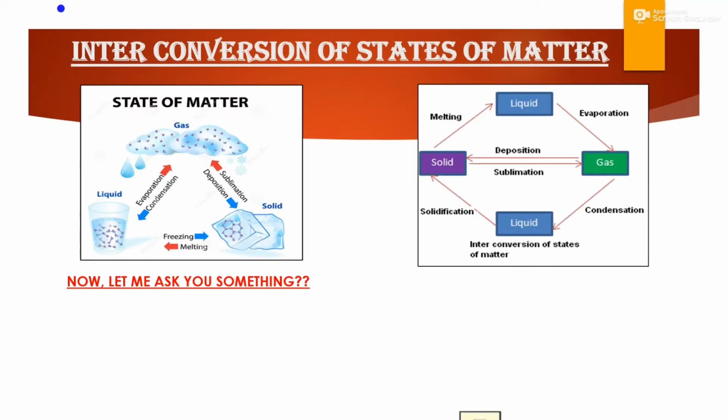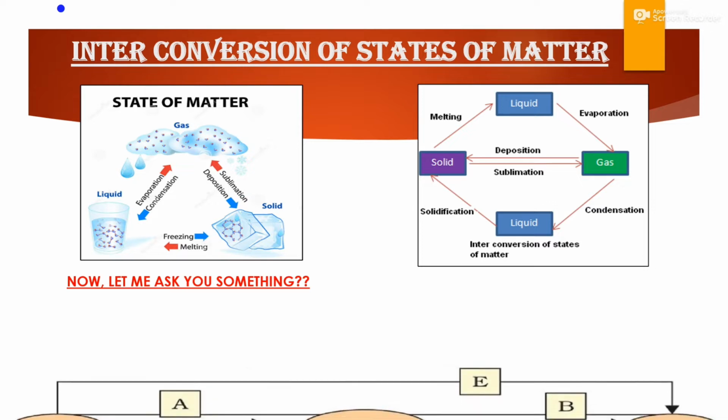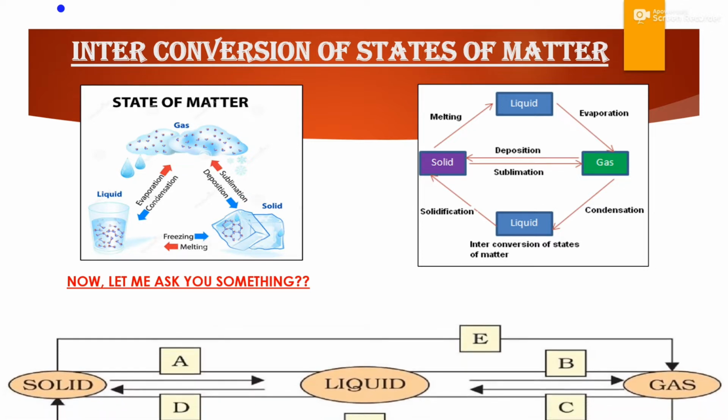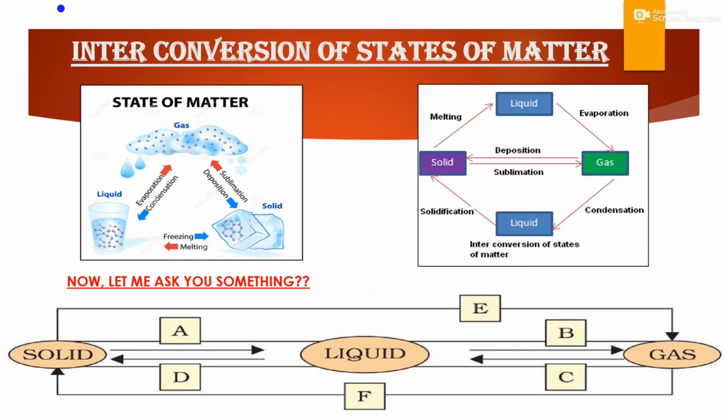Then interconversion of states of matter. States of matter can be interconverted by two processes: either by changing the temperature or by changing the pressure.